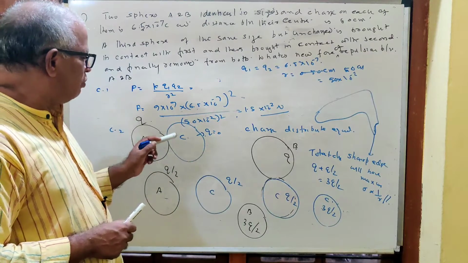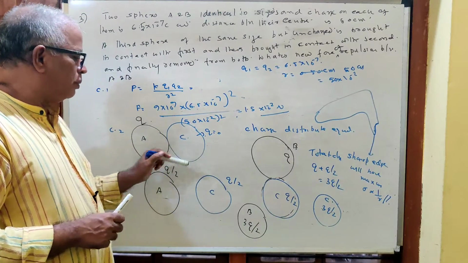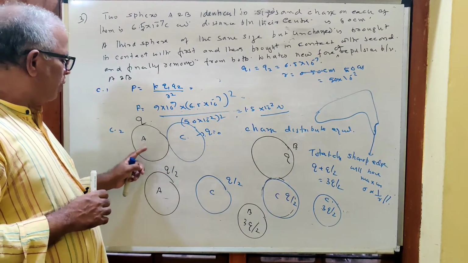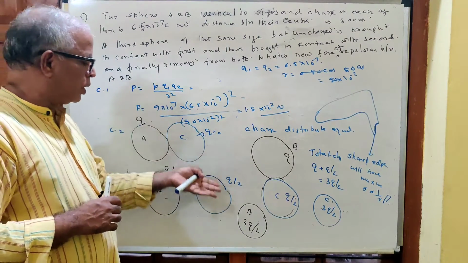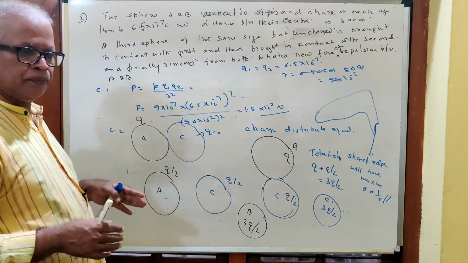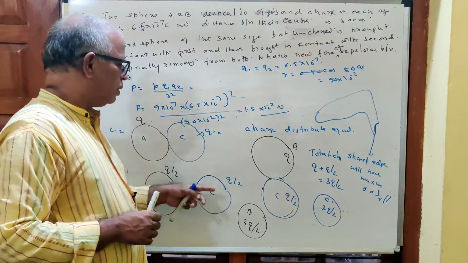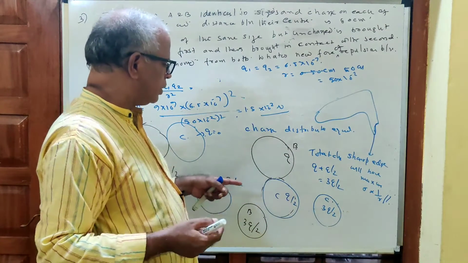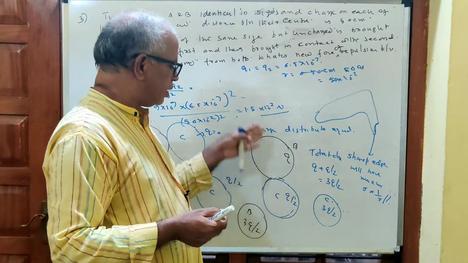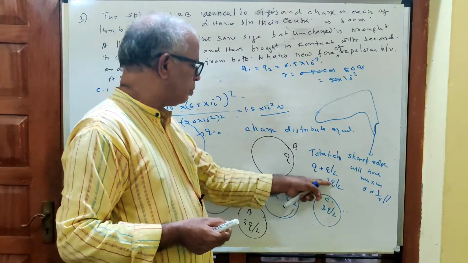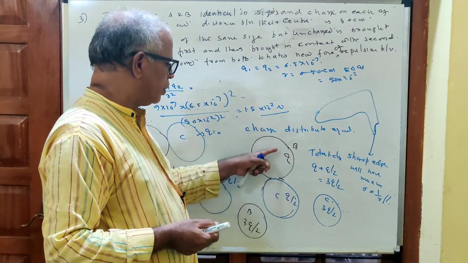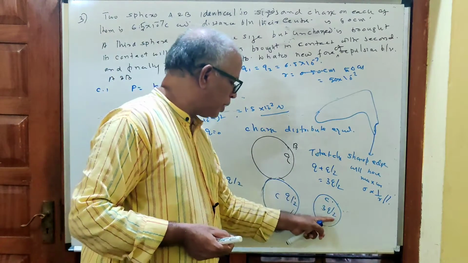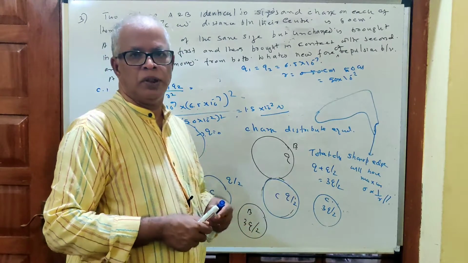See, I'll explain once more. A and C are brought together. Same charges repel each other, so Q by 2 remains here, Q by 2 goes there, so that the net electric field is cancelled. Again, B has charge Q, C has charge Q by 2. When you bring them in contact, they equalize the charge. Q plus Q by 2 is 3Q by 2, which is equally distributed between C and B.